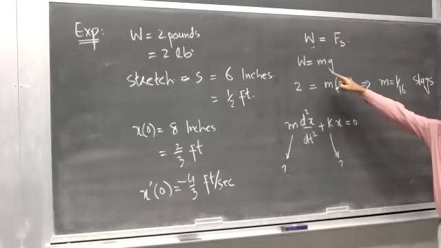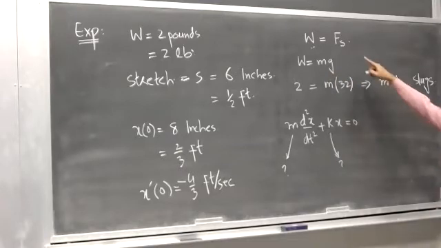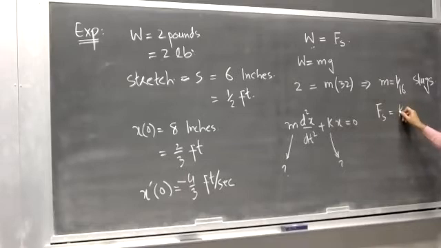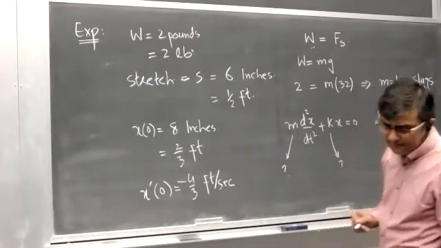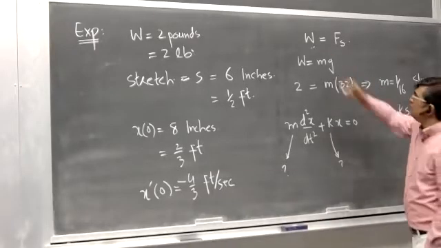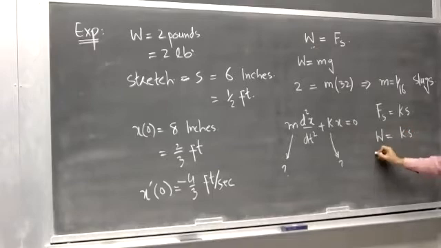Now, by using this law, we can compute m, and now by using Fs as restoring force, we know that it is always k times s. So we have Fs is equal to W. So W is equal to k times s. W is 2, k is k, and s is what? It is 1/2 feet.